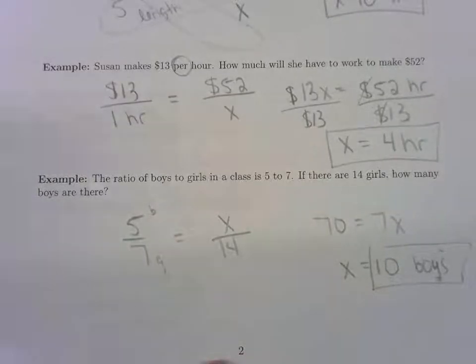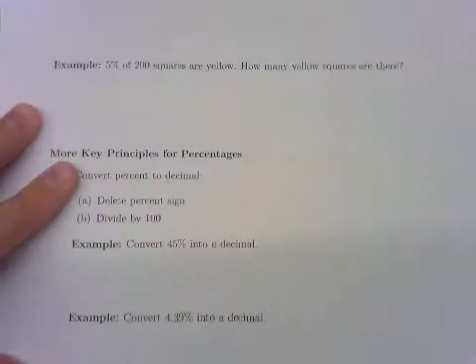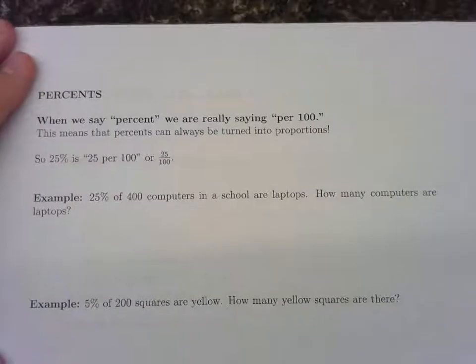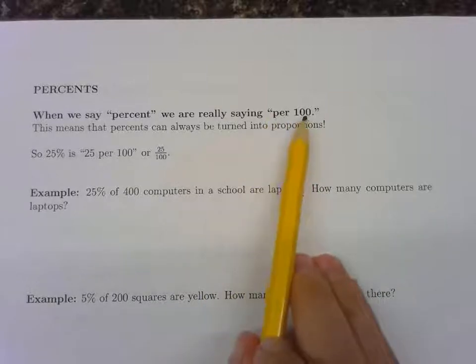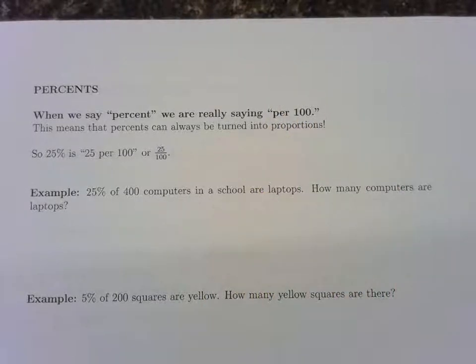Okay, so that was page 2. Moving on to page 3, that actually ends the ratios and rates, and page 3 is percents, which is really just a ratio or a rate. It says when we say percent, we are really saying per 100. Remember, per means a division line. So that means percents can always be turned into proportions, which are ratios or rates. So 25% means 25 per 100, or we write that as 25 over 100.